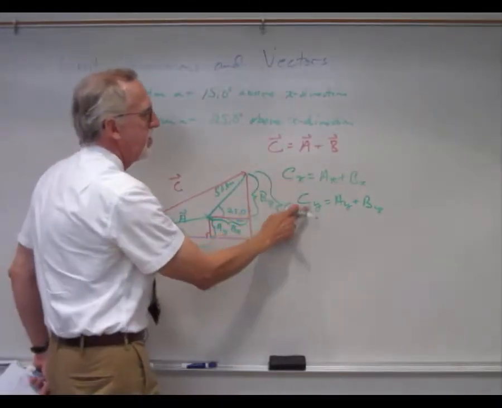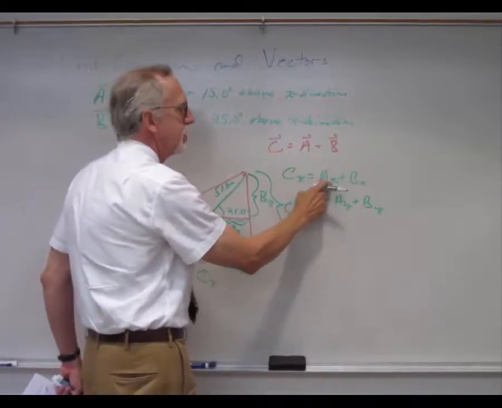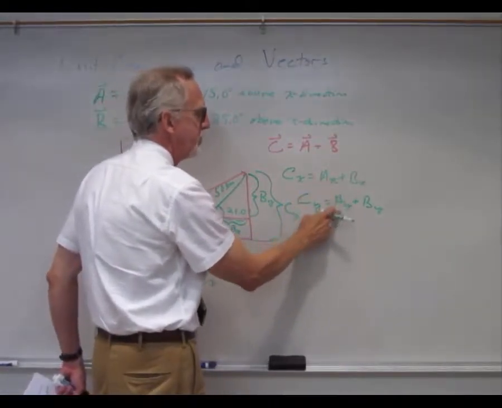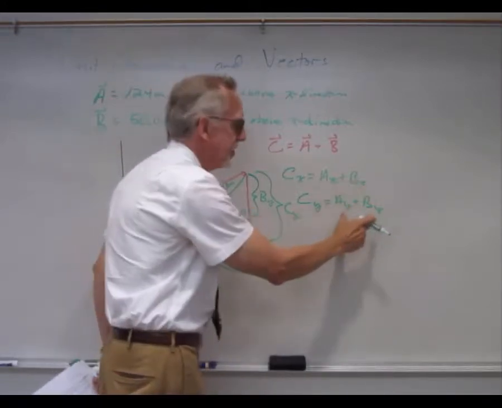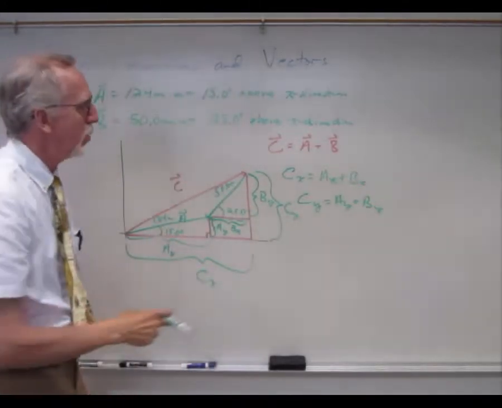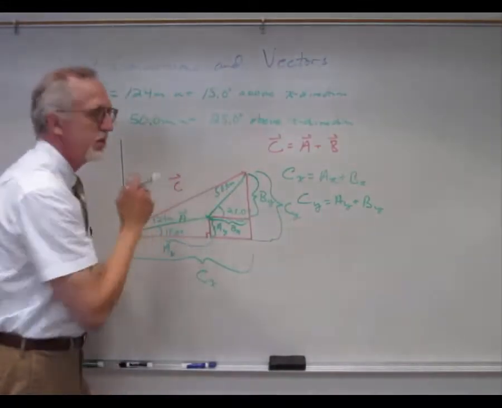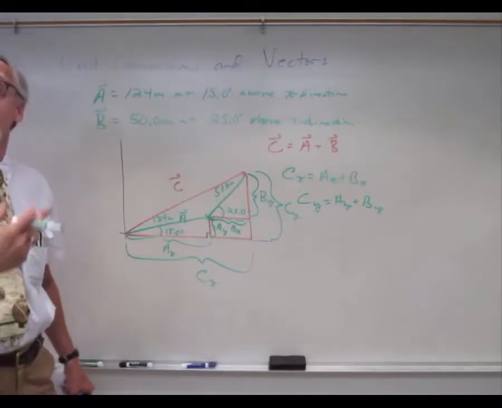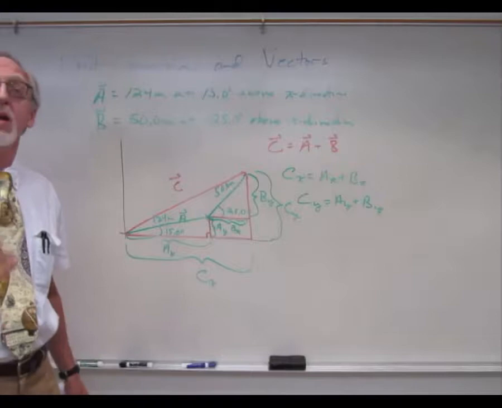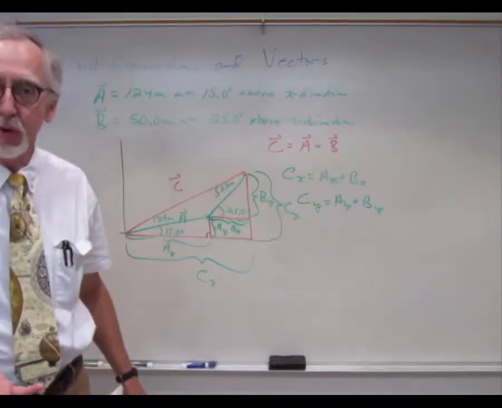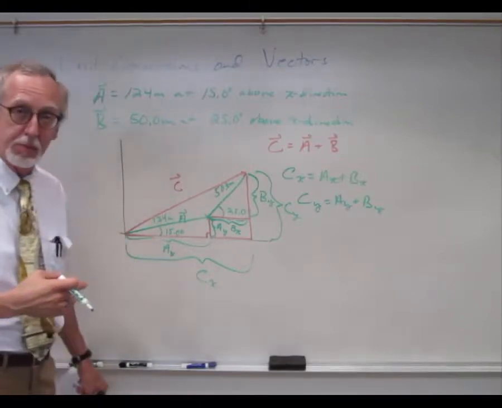So we can find the components of C, Cx and Cy, if we first find the components of A and the components of B, and then we combine the x components and we combine the y components. And that will give us the x and y components of C. But then how do we find the magnitude and direction of C if we have the components? Well, that's exactly what we did in the first part, where D1 was like the x component of D, and D2 was the y component of D from the first example.